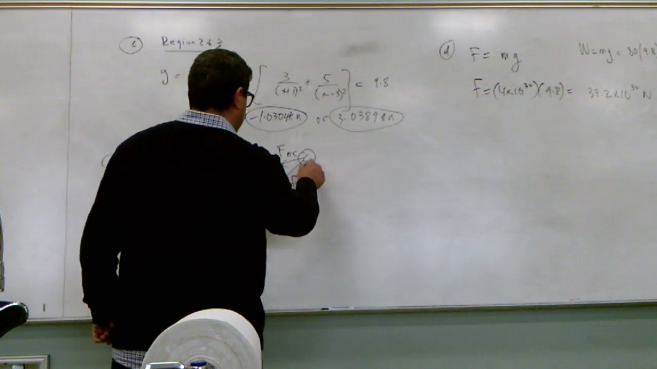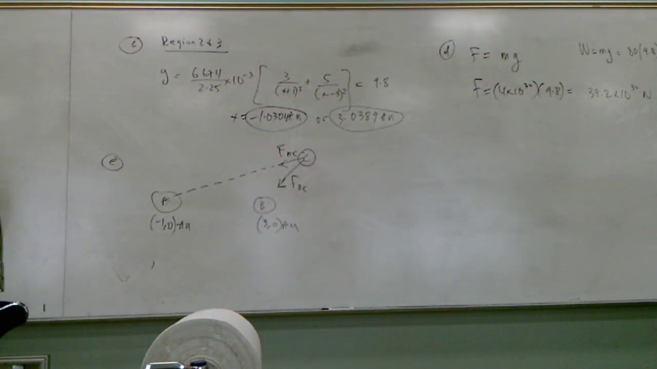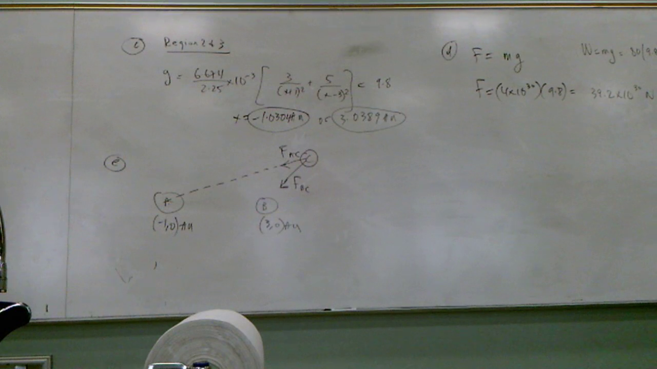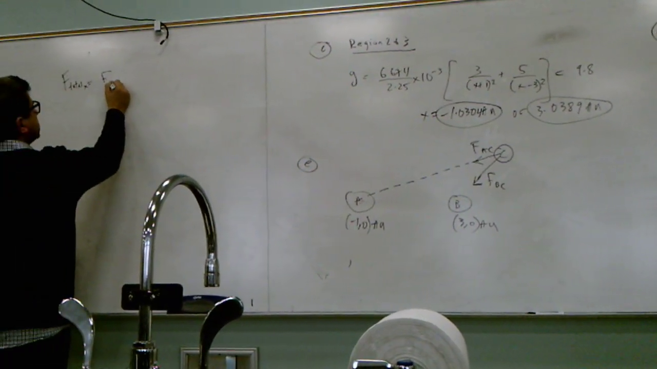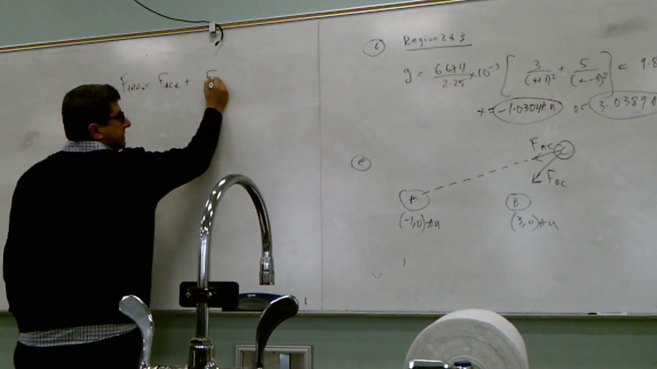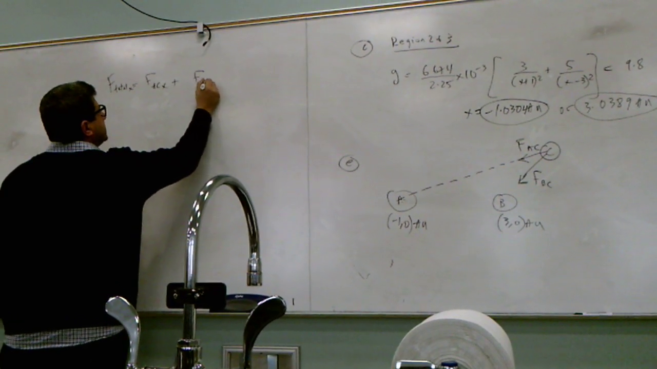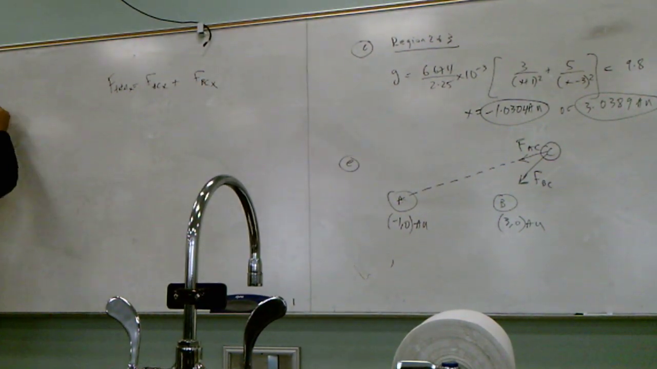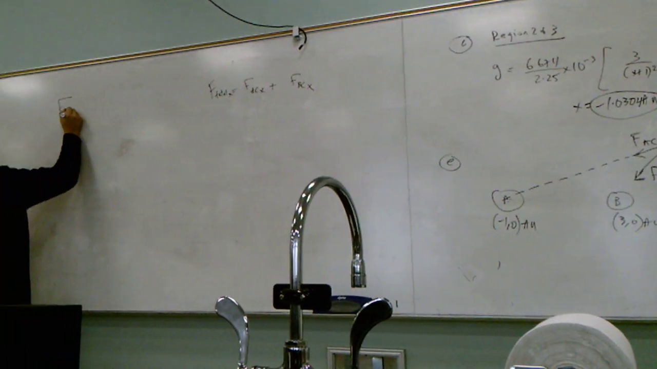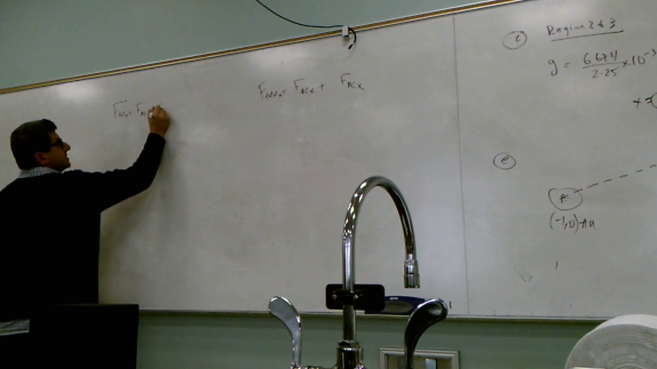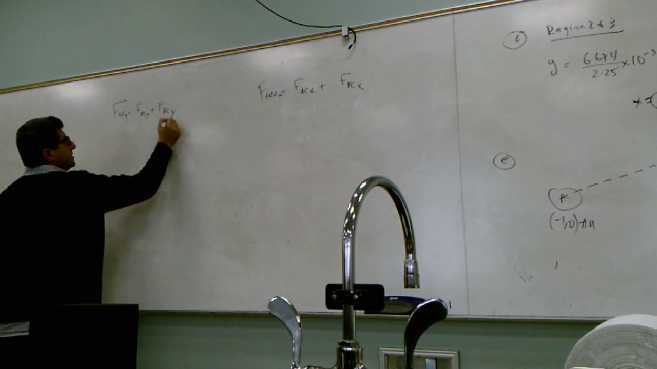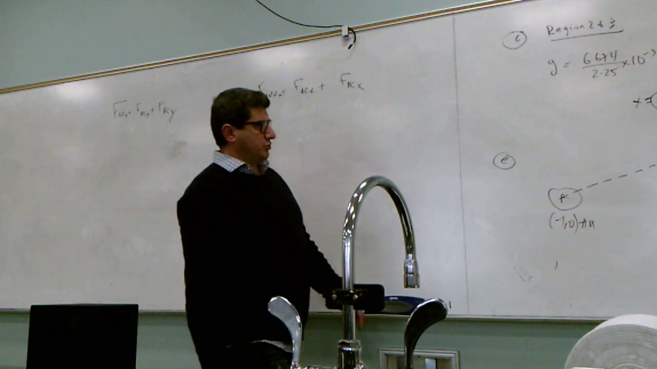So then we're going to say F total X is FACX plus FBCX. And F total Y is FACY plus FBCY. So break this up into components here.